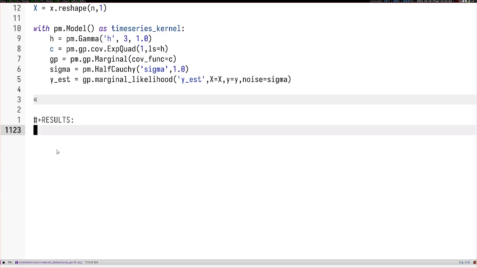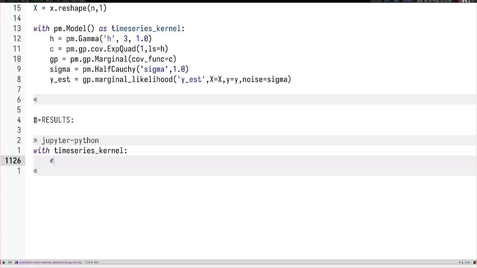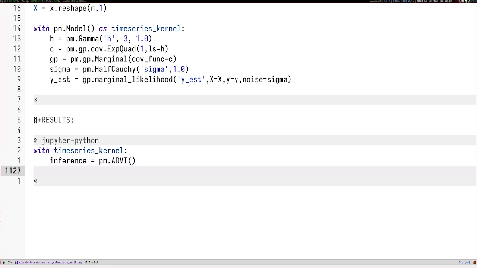Now there are a number of ways in which we can sample from this process. So up till now we've been using Markov chain Monte Carlo, so MCMC, as a sampler. You can still use that here, but sometimes it takes a bit long to sample with that. So here we're going to use what's called the ADVI sampler. So we say that with the time series kernel, the inference here is going to be pm.ADVI. I'll explain in a second what that is.